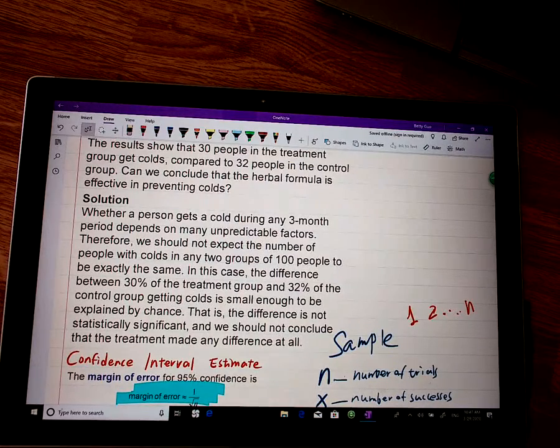Does that make any sense to you? The treatment group, 30%. Control group, 32%. The difference is very insignificant. All right? It is not statistically significant.